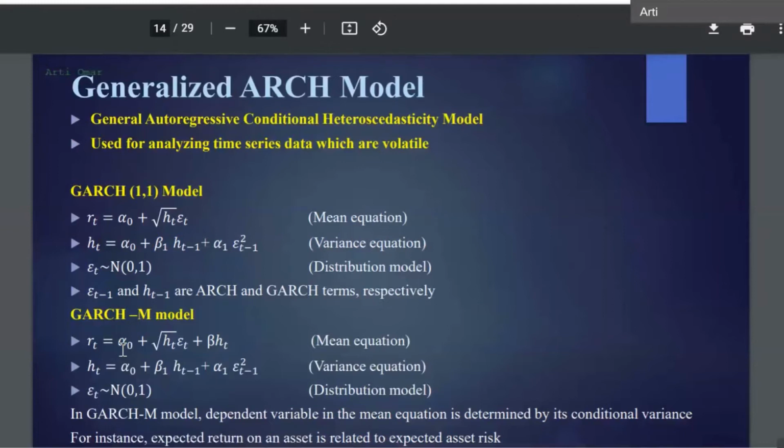Now, the GARCH in mean model. I'm just telling you the equation right now, and I'll give you hands-on practice also, so don't worry about that. In the GARCH in mean model, we are adding the variance in the mean equation. That is the only difference; there is no further difference. So these are the two different models which we use. Basically, we use the GARCH 1-1 model most of the time. Coming to the next slide.